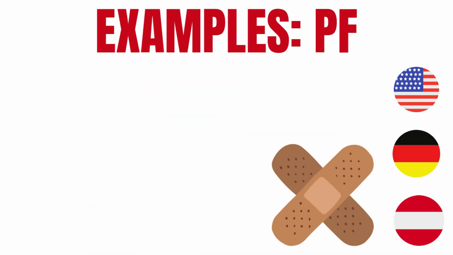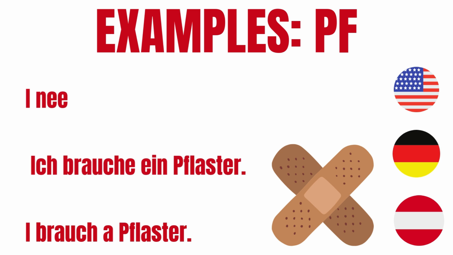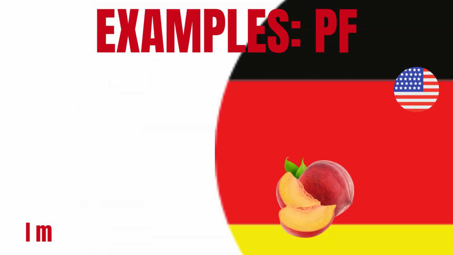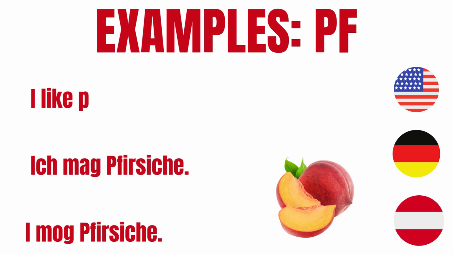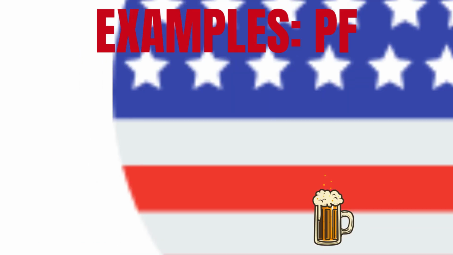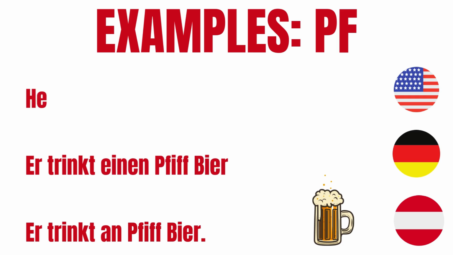Additionally, we can check out some sentences in which the PF sound occurs. We start with an Austrian German version, then the Standard German, and then we translate it into English. The first example: Ich brauche Pflaster. Ich brauche ein Pflaster. I need a band-aid. Ich mag Pfirsich. Ich mag Pfirsiche. I like peaches. Example number 3. Trinkt ein Pfiff Bier. Trinkt einen Pfiff Bier. He drinks a small beer.